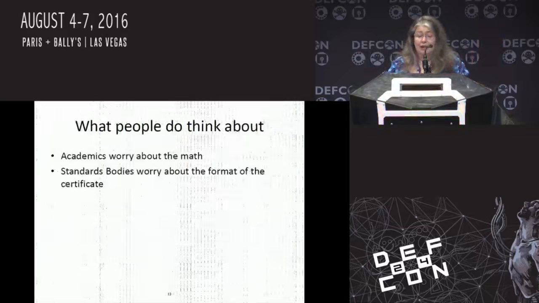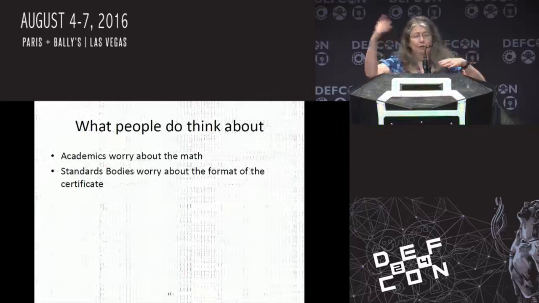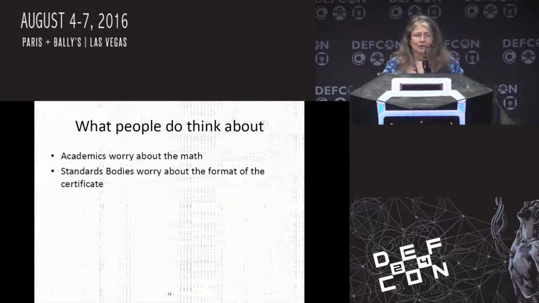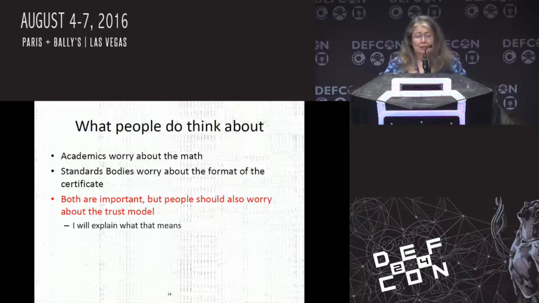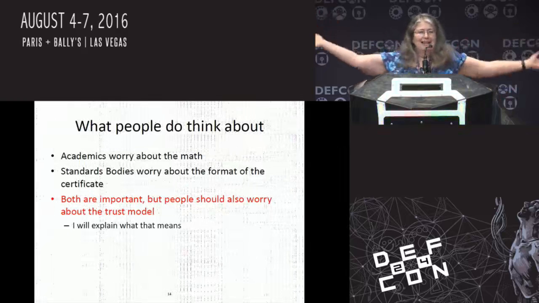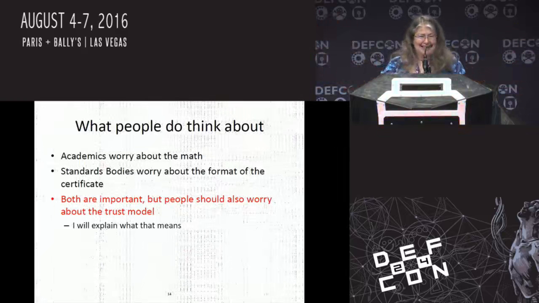What people tend to think about is that academics worry about the math, the provable security of the math algorithms they use, and standards bodies worry about the format of the certificates. Both of those things are important, but people don't really think about the trust model. It's, voila, here's a format for certificates. And no, that's not the end of it.